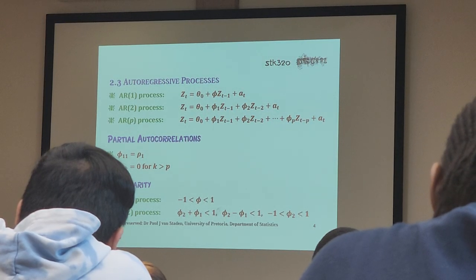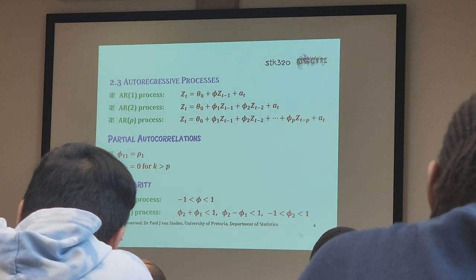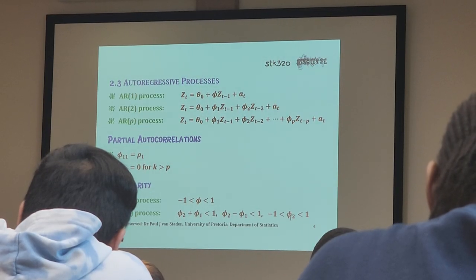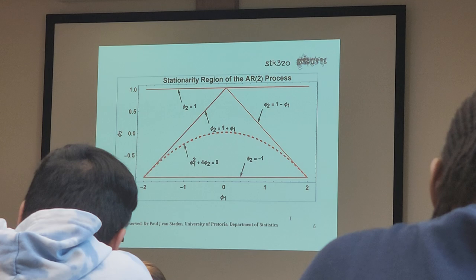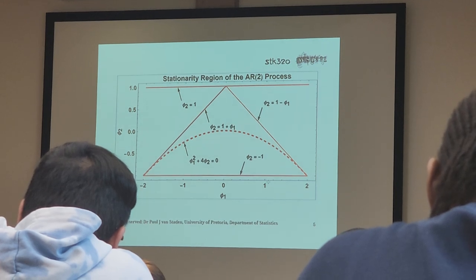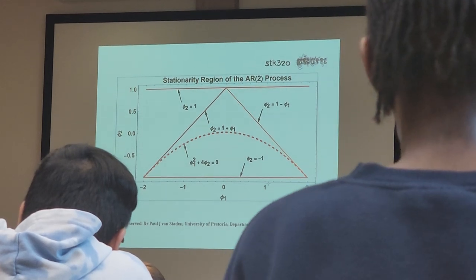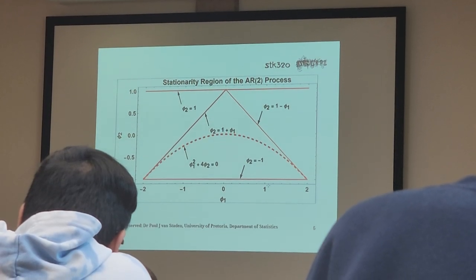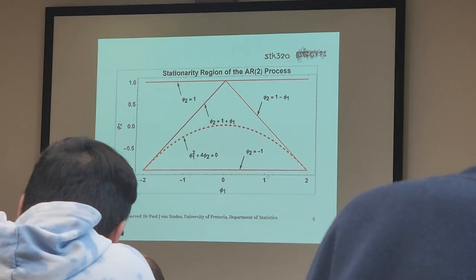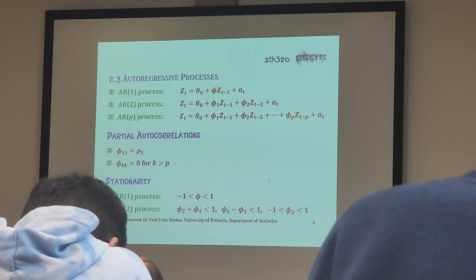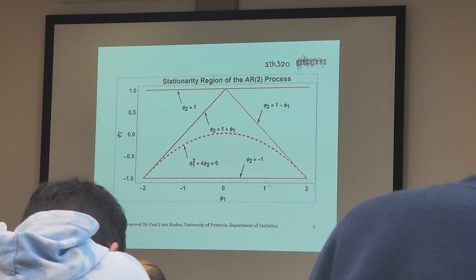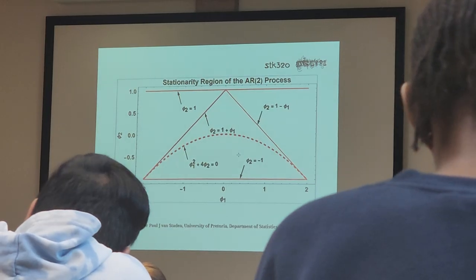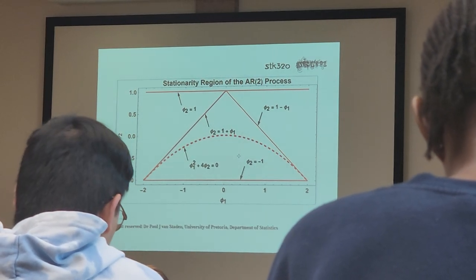If we make, for example, phi1 equal to 3, phi2 will have to be so small in the negative sense that it will fall outside that boundary. So in a sense, phi1 does get restricted, but in general, we don't restrict it, as there's no condition for phi1 itself. Phi1 together with phi2 has to adhere to those three restrictions. So this is the triangle for stationarity for AR2.